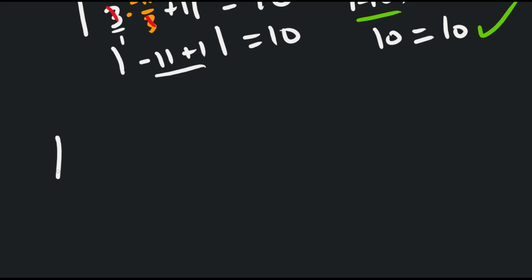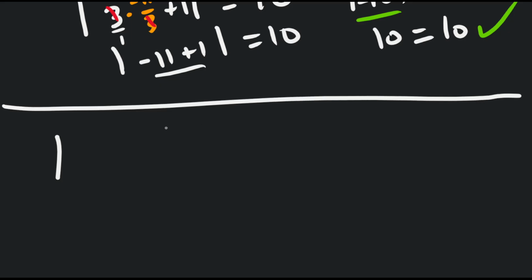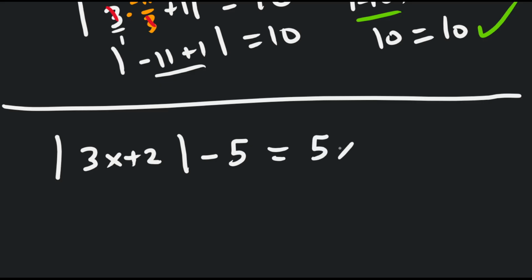Let's say we had the absolute value of 3x plus 2 minus 5 equals 5x. Okay, so before we can drop these absolute value bars, we have to actually isolate this entire absolute value term. In order to do that, we're going to move this negative 5 to the other side. So in order to get rid of the negative 5, we will add 5 to both sides.